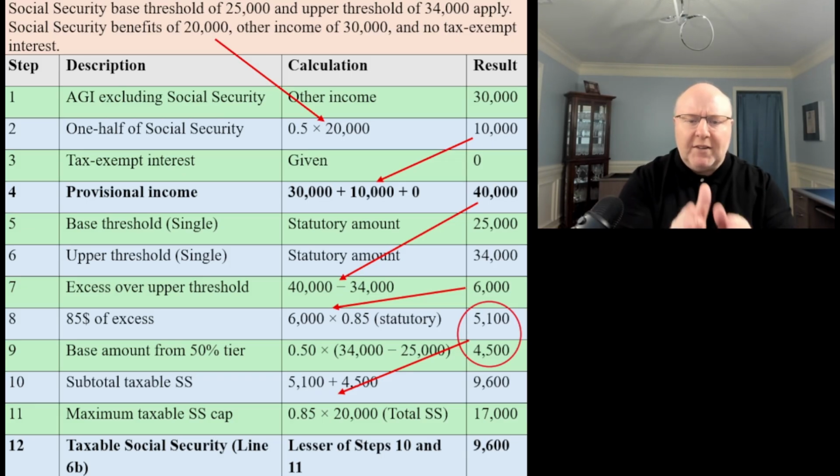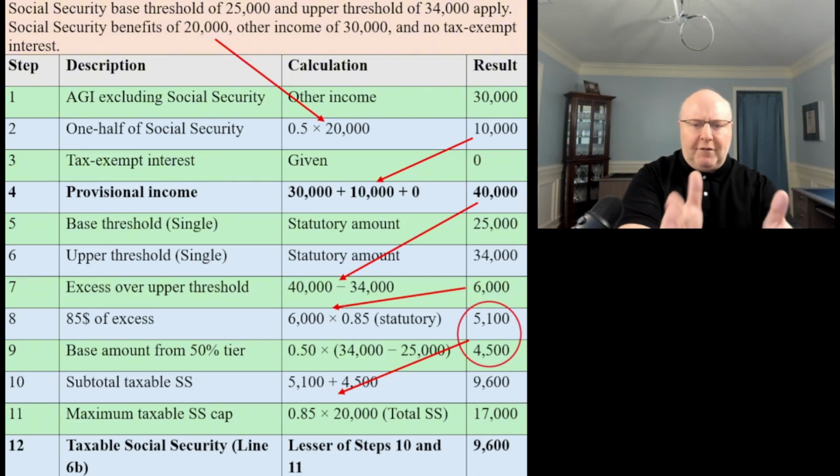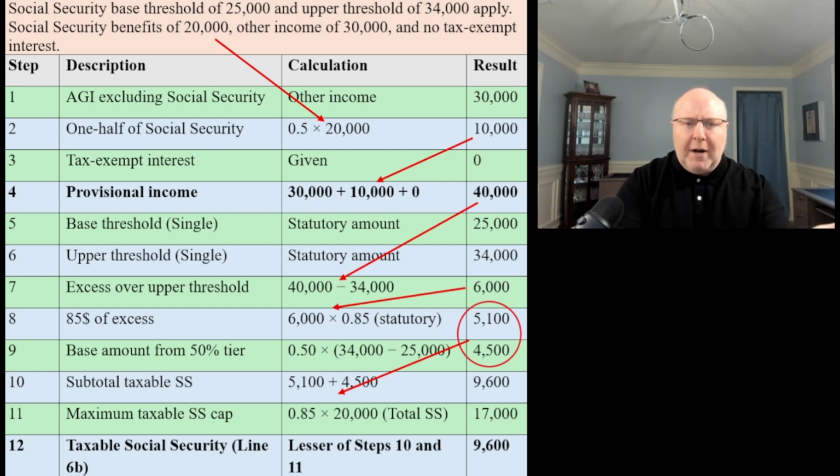That's what we needed to know, because now we're going to take that provisional income and go look to see where we fall on those brackets, right? So the base threshold, and this is from statute, hasn't been changed since 1983. It's not indexed for inflation or anything like that. $25,000. And then the upper threshold was that $34,000. We had that $9,000 bracket from 25 to 34. Now, the 25 to 34 bracket is at 50%. And then the upper bracket is at 85%.